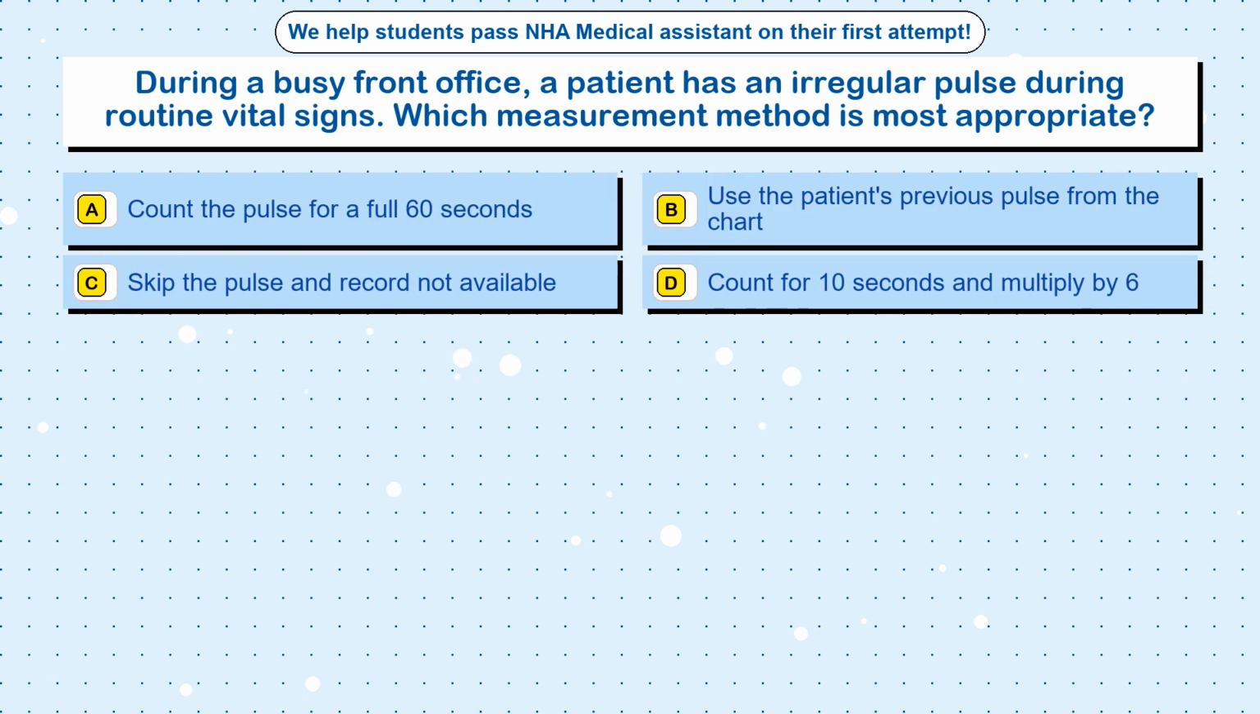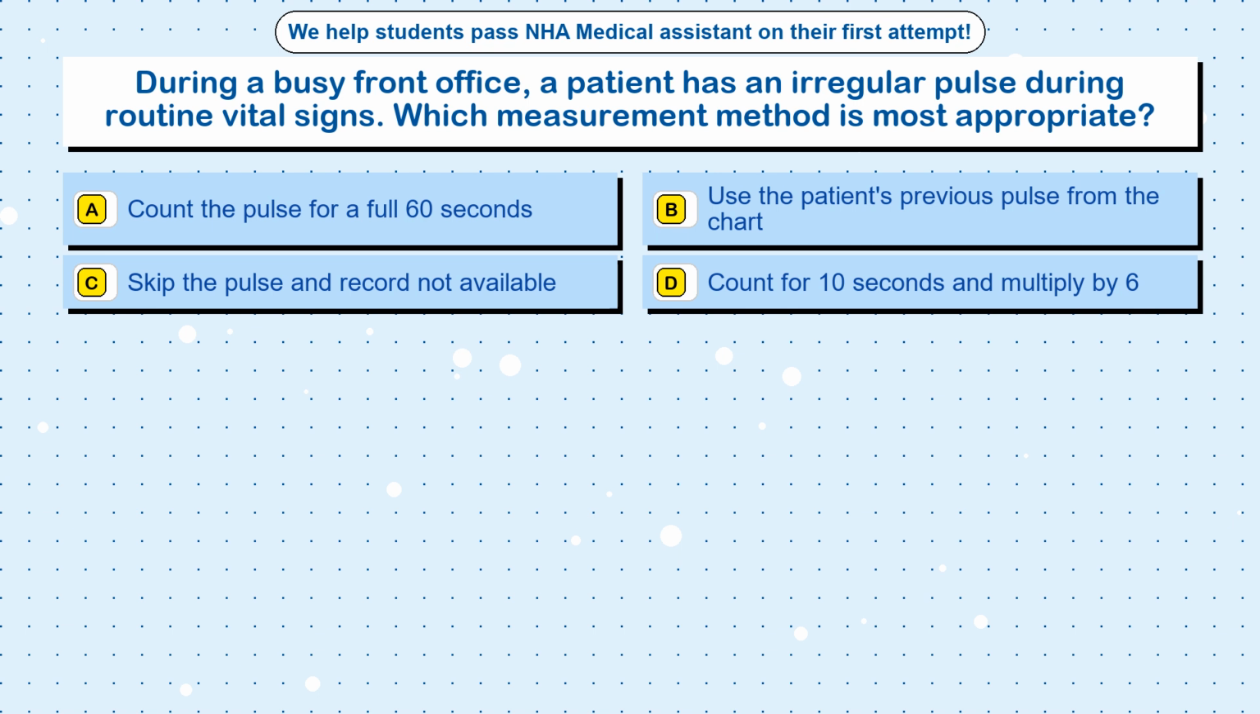Question 38. During a busy front office, a patient has an irregular pulse during routine vital signs. Which measurement method is most appropriate? Option A, count the pulse for a full 60 seconds. Option B, use the patient's previous pulse from the chart. Option C, skip the pulse and record not available.